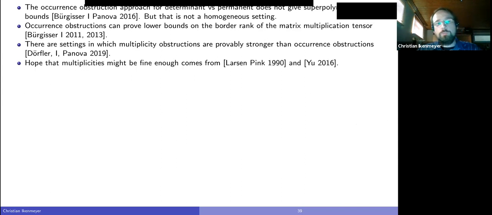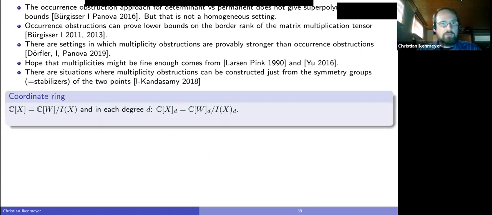And there's some hope that the multiplicities might be fine enough. Well, there's a paper by Larson and Pink from 1990, and the more recent one by Yu, that gives some hope that this might actually be enough to look at the multiplicities, but it's still fairly far from the result that we want to have. And there are situations where you can construct multiplicity obstructions by just using the symmetry groups of the 2 points that you want to look at.